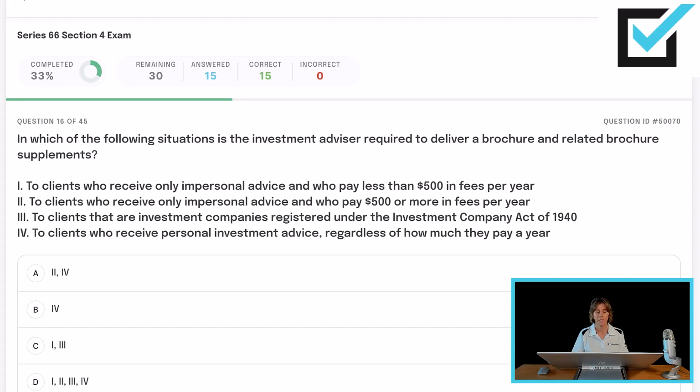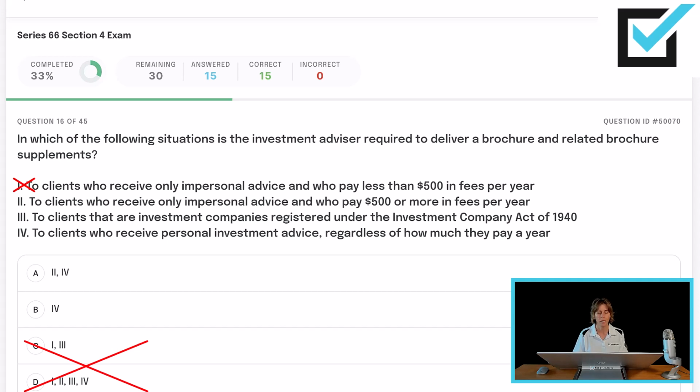In which of the following situations is the investment advisor required to deliver a brochure and related brochure supplements? 1, to clients who receive only impersonal advice and who pay less than $500 in fees per year. They are not going to be required to deliver a brochure for Roman numeral 1, so that is not part of the correct answer, so I can get rid of C and D.